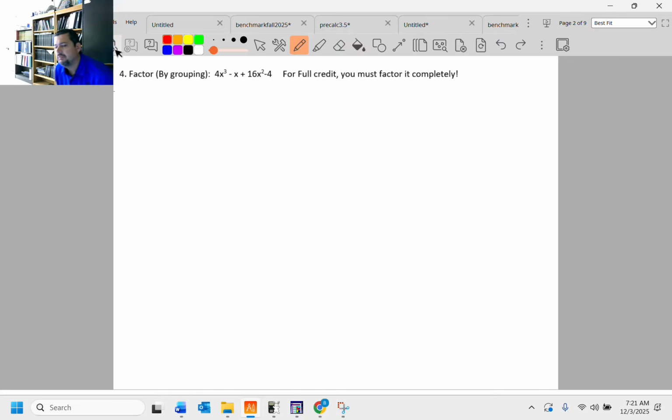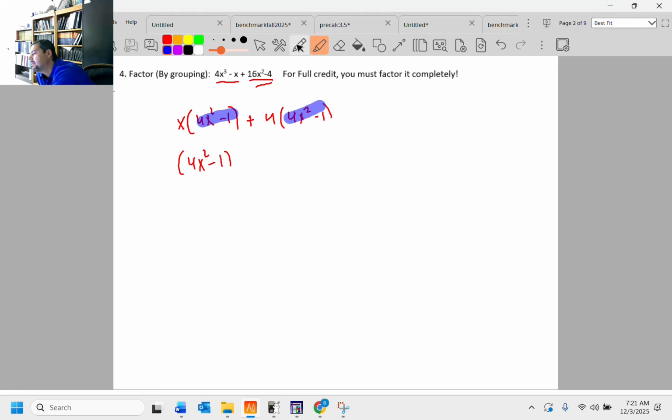Factor by grouping. For full credit, you must factor it completely. All right, so if I focus on the first two, I see that I can pull an x out of them. That'll leave me with 4x squared minus 1. And then I'm going to focus on the last two, and I can pull a 4 out of them, which will leave me with 4x squared minus 1. And what I have right now is the common factor, 4x squared minus 1, times what's left over, x plus 4. But wait, there's more. There's always more. This bad boy is 2x minus 1 times 2x plus 1, because it's a special pattern.